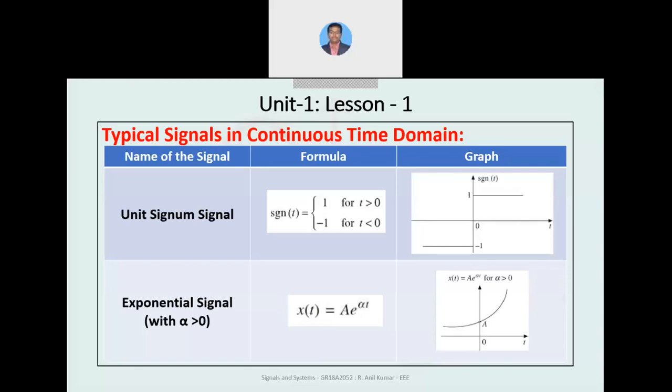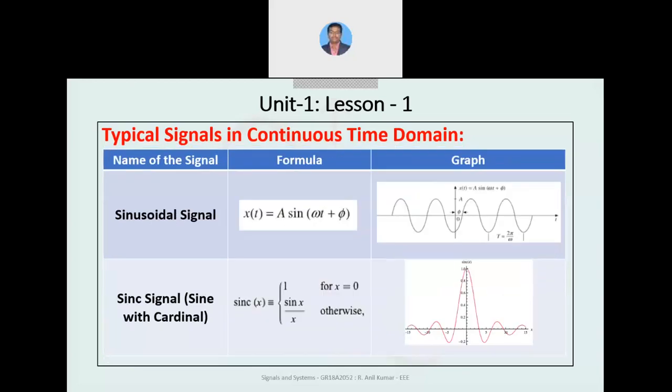If it is less than 0, the graph will be just the reverse of the signal we have shown here. And if it is equal to 0, I think you can know what will be the value of x of t if alpha is 0. You can see that if alpha equals 0, x of t is equal to A, which is a constant step signal. We can consider that as a step signal with magnitude capital A.